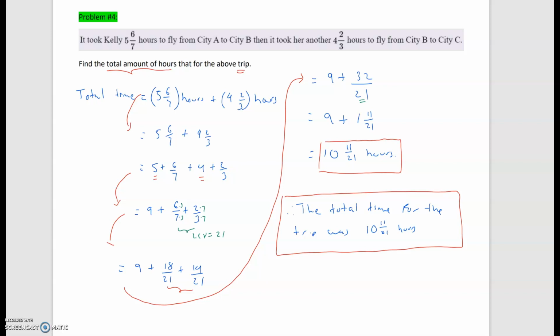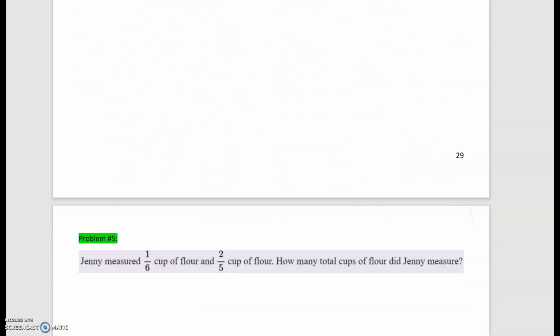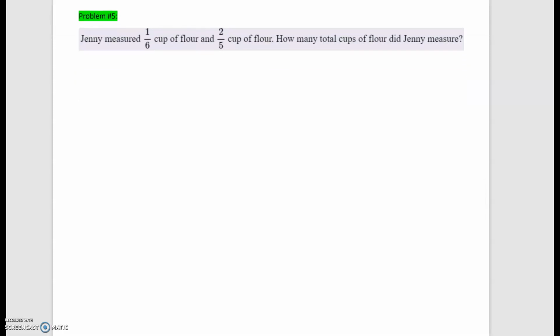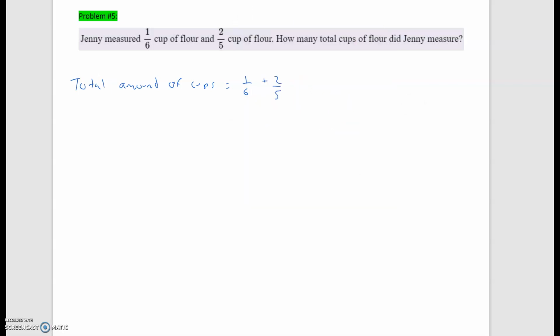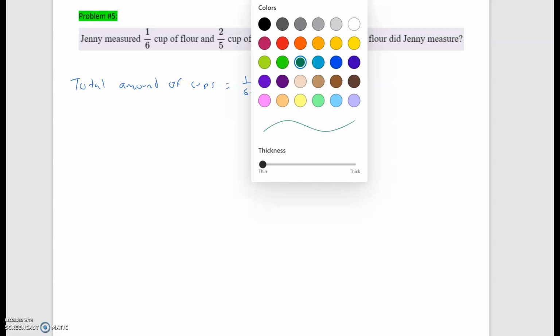Let's move on to problem 5. And in this case, the total amount of the cups, let me rewrite it as total amount is going to be equal to 1/6 plus 2/5. And our LCD is equal to 30. So times 5, times 5, times 6, times 6.